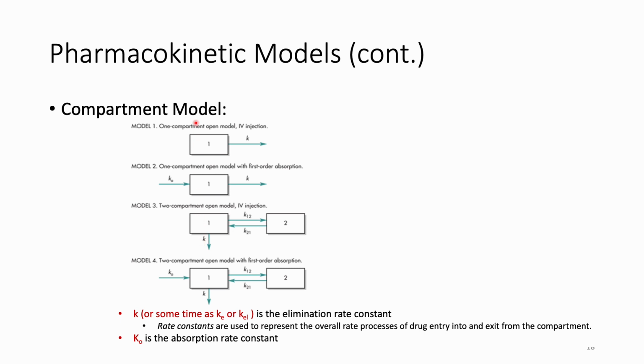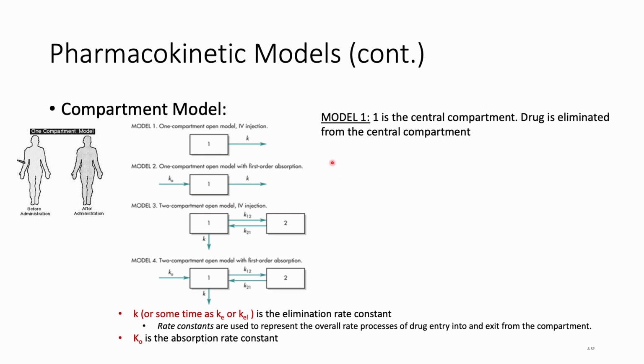In the general compartment model, they use parameters called K to measure. For model 1, K means the elimination rate constant, and K0 is the absorption rate constant. Now let me give some more detail about the models, starting with the one compartment model. Now we go to model 1.